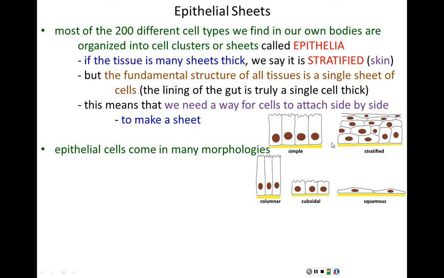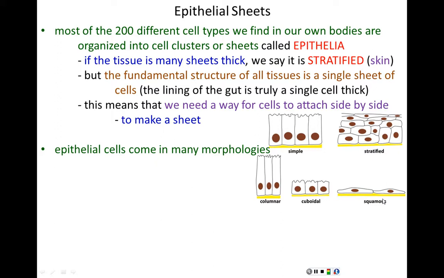The simple epithelial morphology is just a single row of cells, a single layer of cells kind of standing on its head here. We have columnar, which is more like columns. They're a little bit longer and thinner. Cuboidal, because they look more squarish, more like cubes. And squamous cells are very, very flat, and they take a very thin profile, but they spread out over a large area.